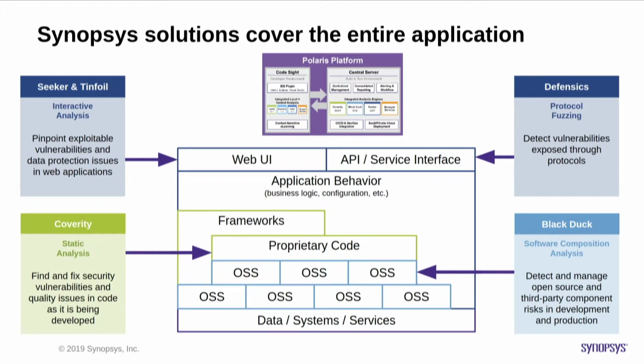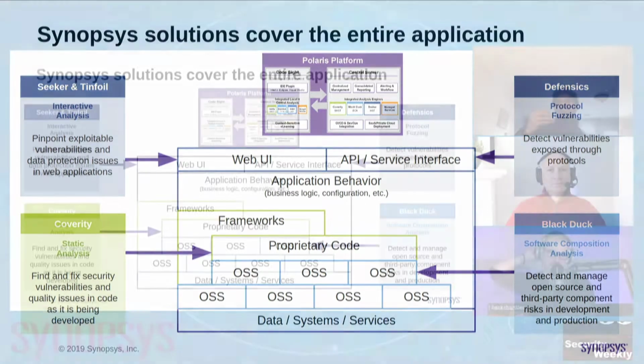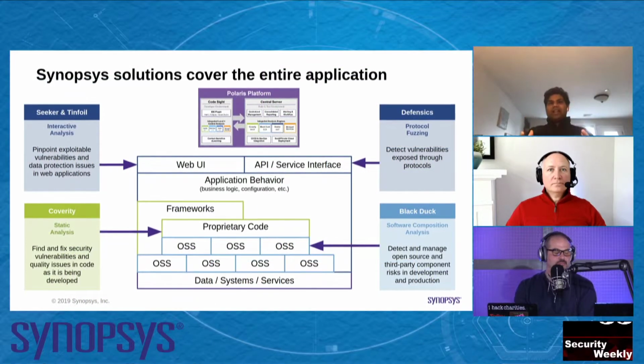They need to close their JIRA tickets, and it doesn't matter if it came from static analysis or the DAST or protocol fuzzer or SCA, right? Doesn't matter. At the end of the day, it has to get prioritized and be a JIRA ticket for a developer to fix. And so the approach we've taken is, Coverity is very static analysis only, right?